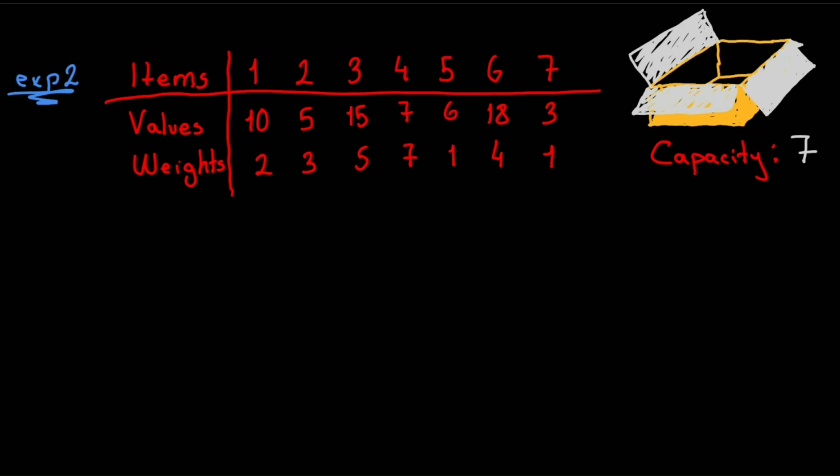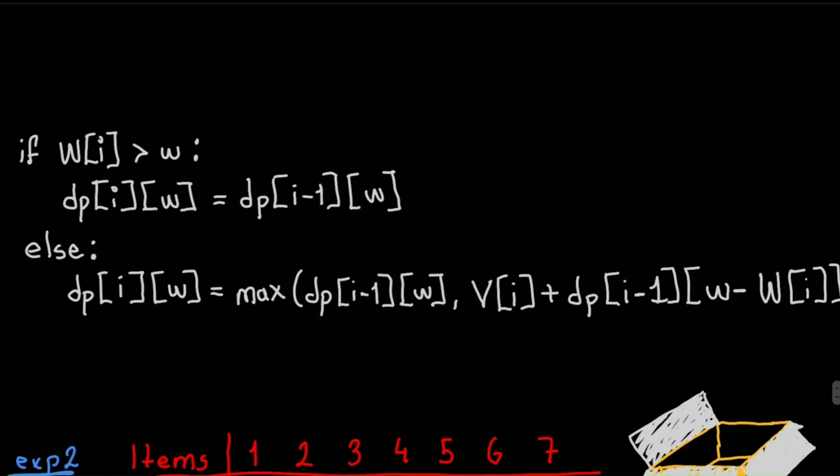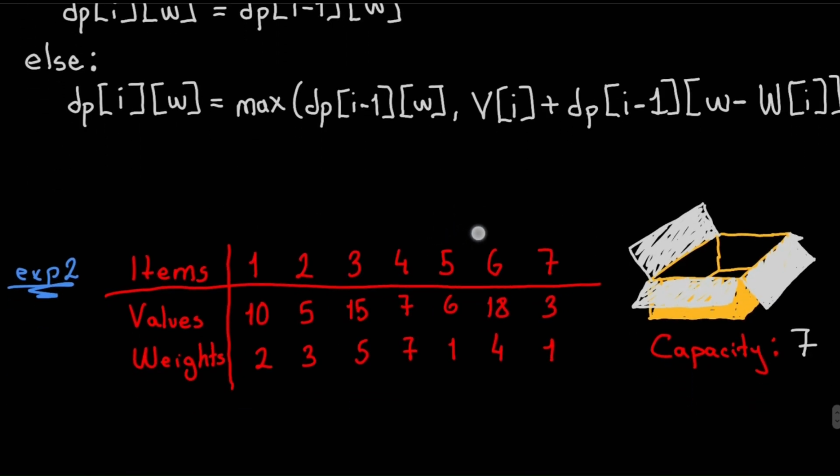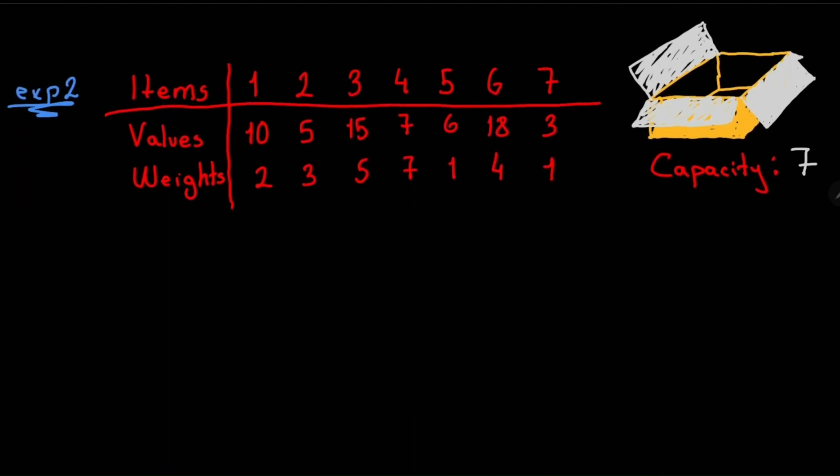Now we have 7 different items and we also have more capacity, which is 7. So let's start then. Oh, by the way, I have written the algorithm again on the top of the example so that we can use it whenever we want. Again, I am creating my table dp, the current capacity, and the current item index.